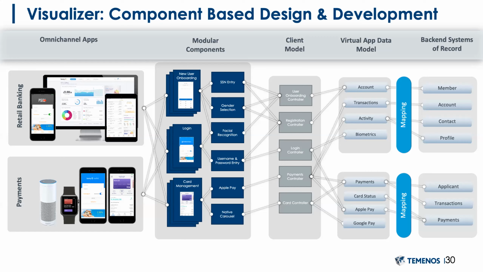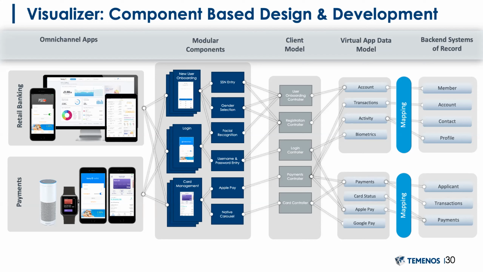A good example of that is if I'm developing a payment application and I'm developing a retail banking application, I may utilize the same new user onboarding flow, and I also may utilize the same origination flow and the same card management flow across both of those. What this means is that I'm designing in a consistent fashion, whether it's for web or native, and I'm utilizing the same business functionality so that we don't have to maintain those same components across all these different business use cases.